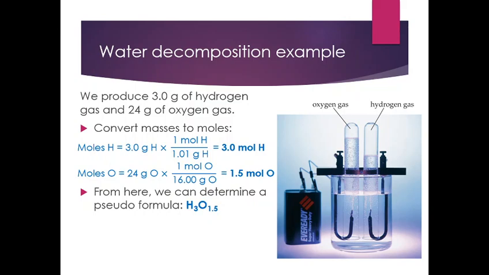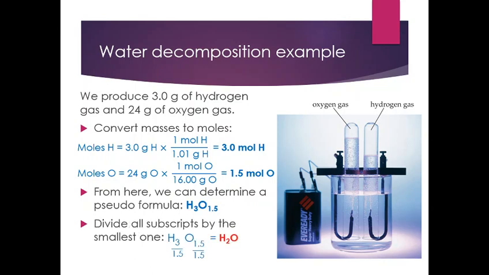It just doesn't exist. And so the way we figure out the simplest whole number value here is to divide both of those subscripts by the smallest subscript. Between 3 and 1.5, 1.5 is the smallest one. So divide both of those values by 1.5: 3 divided by 1.5 gives you H2, and your O, 1.5 divided by 1.5, gives you 1. And so your empirical formula here is going to be H2O.